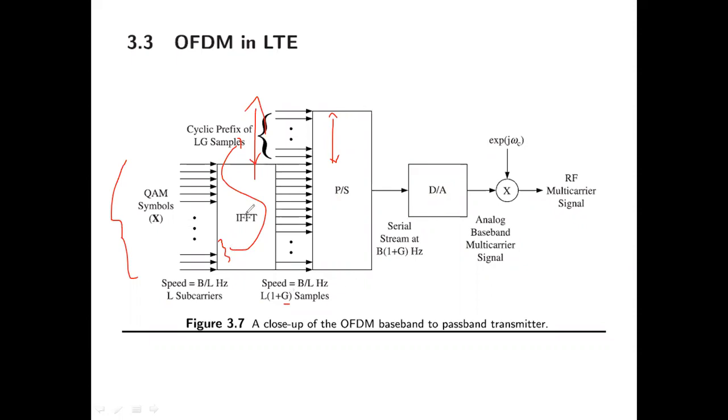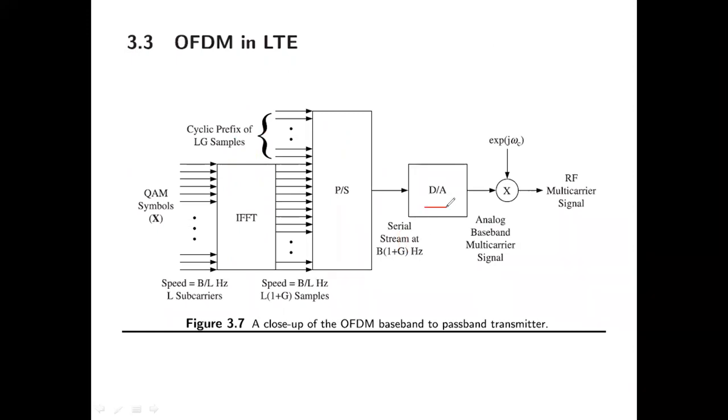So that's it, you get your actual data, then afterwards append the CP, then convert the data from parallel to serial. As you can see, B into 1 plus G, this is the overhead involved. This can't be 0 anyway, but this G here takes into consideration the guard bits as well as CP together. Guard bits only, they will serve as the cyclic prefix.